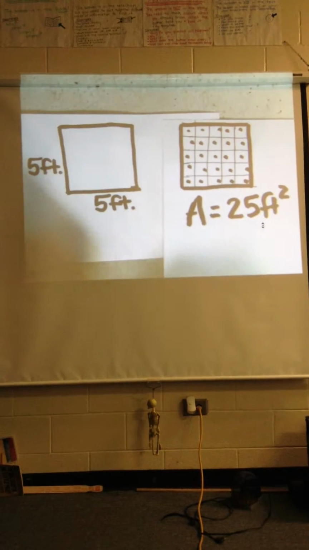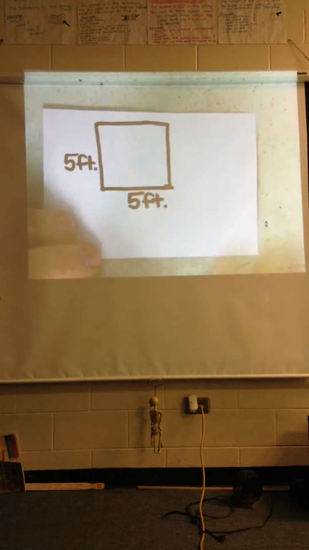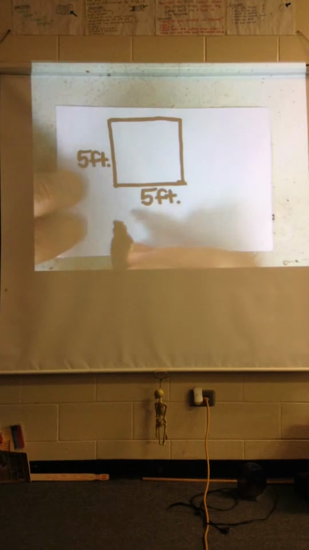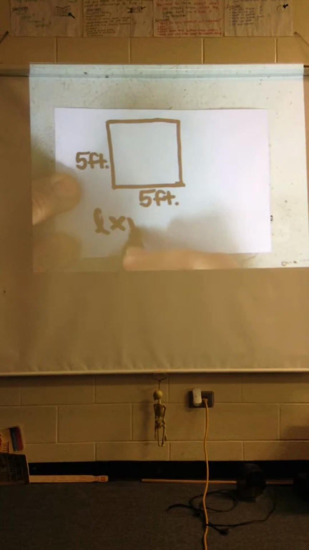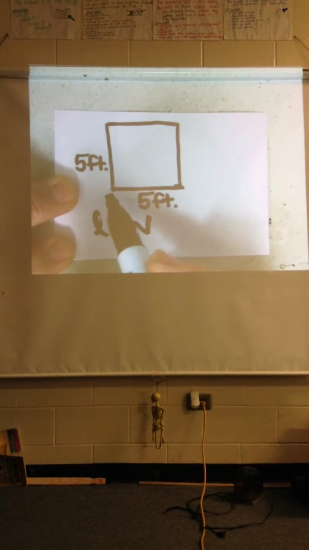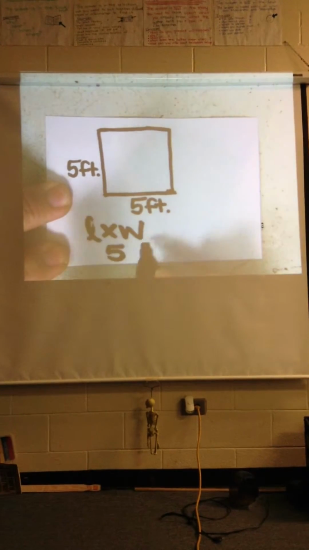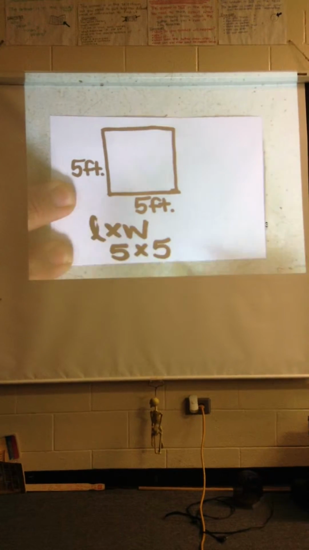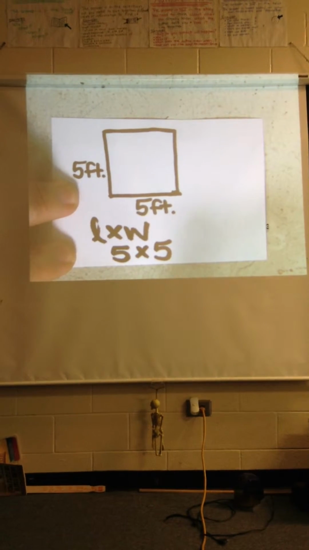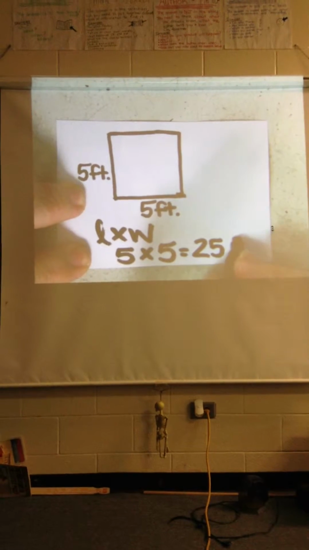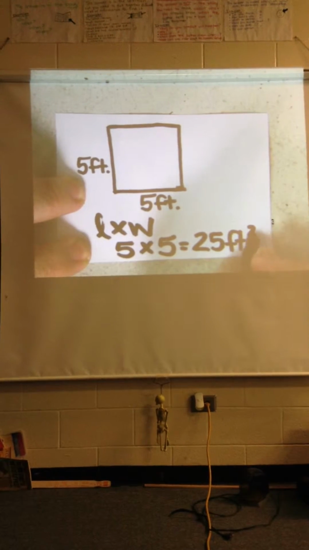Another way to solve that same problem is to know that the formula for area is length times width. The length of this object is 5 feet. The width is 5. And I know my multiplication facts, so 5 times 5 equals 25. And that will be square feet again.